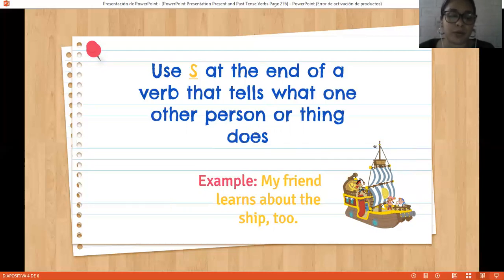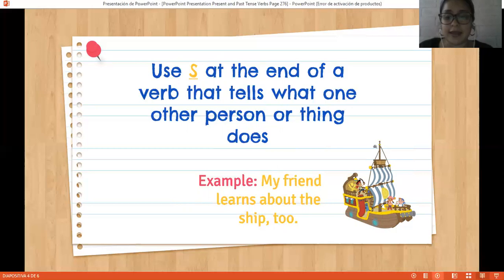For example, I have another example for you. My mom cooks spaghetti for dinner, okay? My dad drives to work every day. Okay, you see there the verb has S at the end. Okay, guys, that is this type of verb.